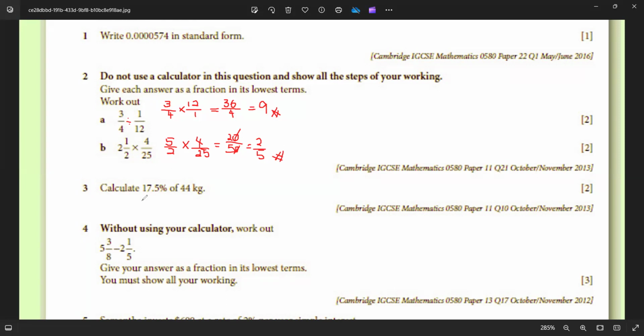Now, calculate 17.5% of 44 kg. The word "of" means times, so 17.5% times 44. And then we'll get 17.5/100 times 44.